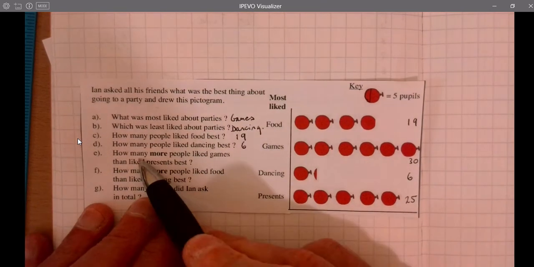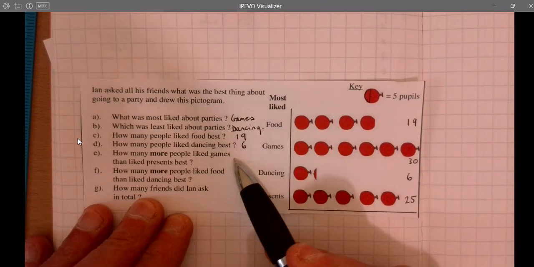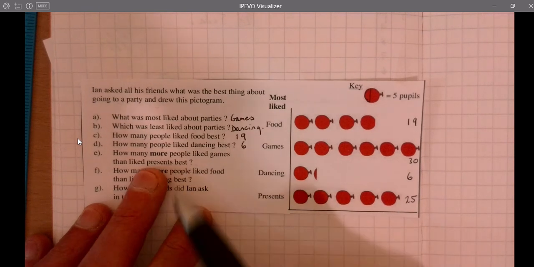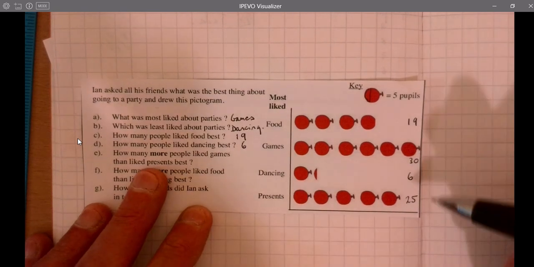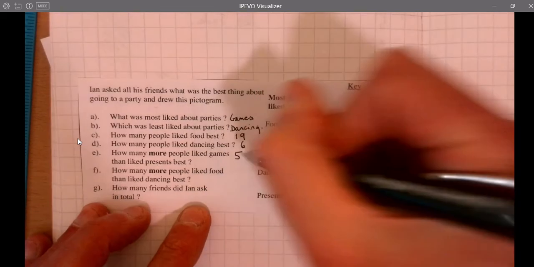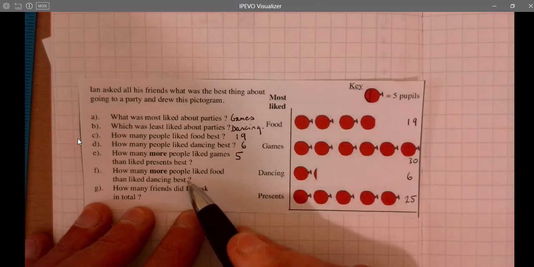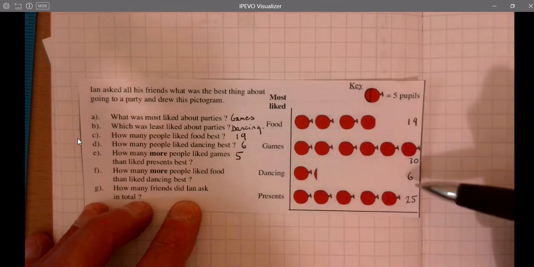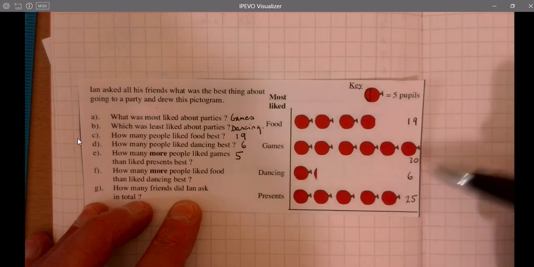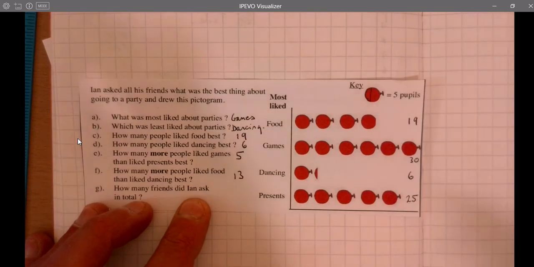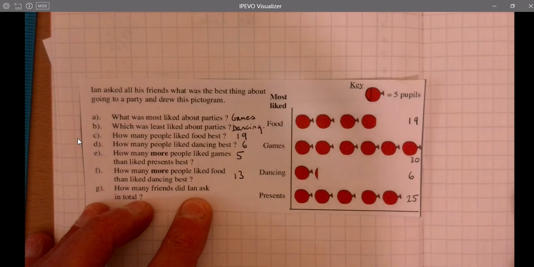Oh, wait a minute. It says how many more people liked games than liked presents best. So games was 30, presents 25. 30 take away 25, 5. How many more people liked food than liked dancing? 19, 6. 19 take away 6 is 13. Because these numbers I've written down, any questions are easy. I could do them really quick.